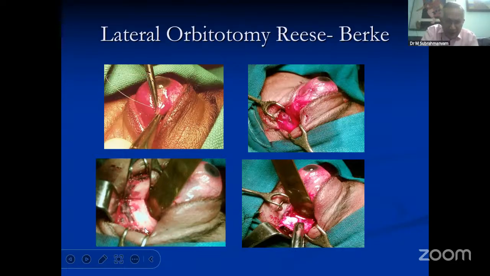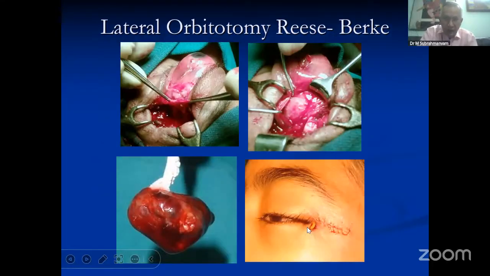Then you can see the zygoma, the frontozygomatic suture. 4 millimeters above that you can go, and below almost up to where it becomes the lateral wall. Such a big bone you can easily remove. So this is the bone that has been incised and removed with rongeurs. Then this is the periosteum that is there when the bone is removed.